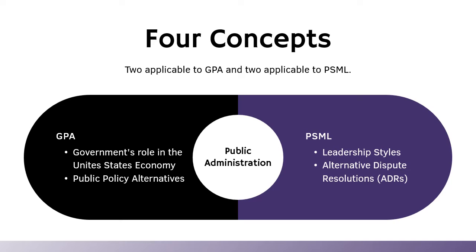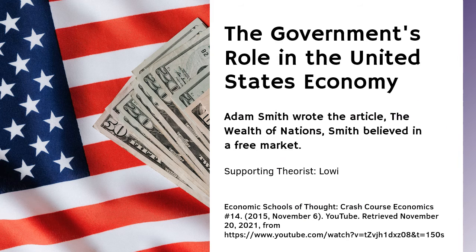For this assignment, we needed to pick 4 concepts from other classes. So for GPA, I picked the government's role in the United States economy and public policy alternatives. For PSML, I picked leadership styles and alternative dispute resolutions.